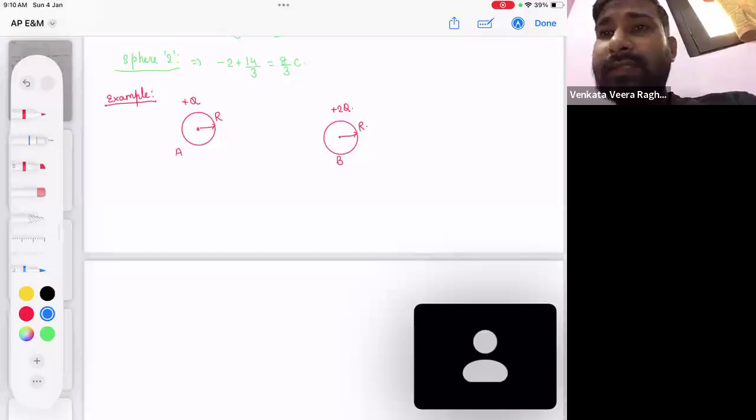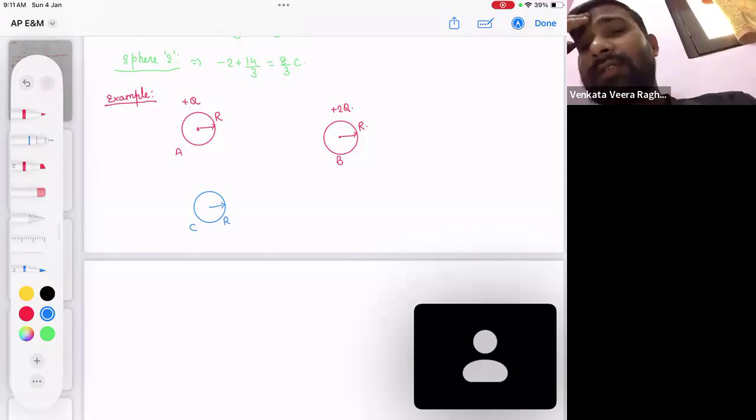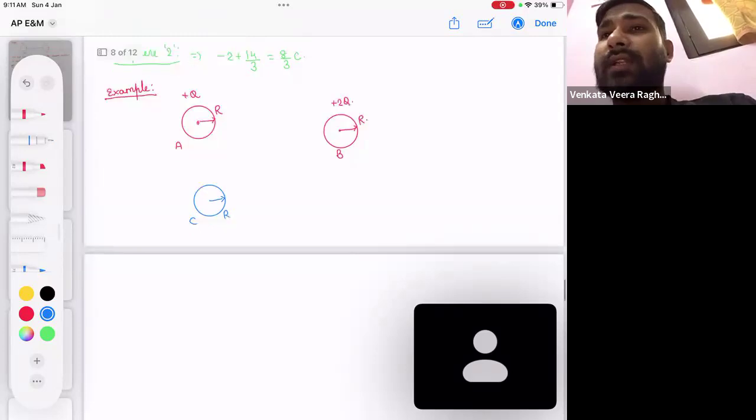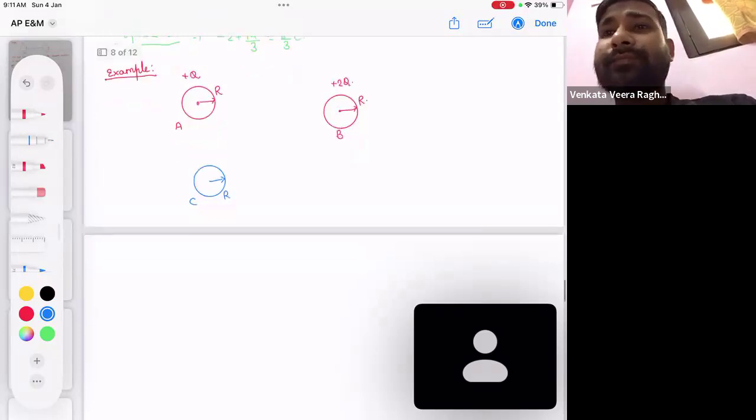Now, there is a third sphere, an identical sphere. Means this third sphere also has the same radius, but it is neutral right now. It is neutral right now. These two spheres have some distance between them. Let's say some distance x is there between them.